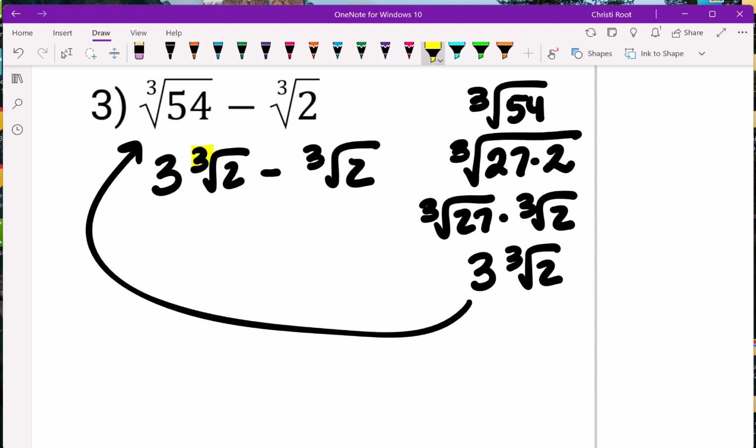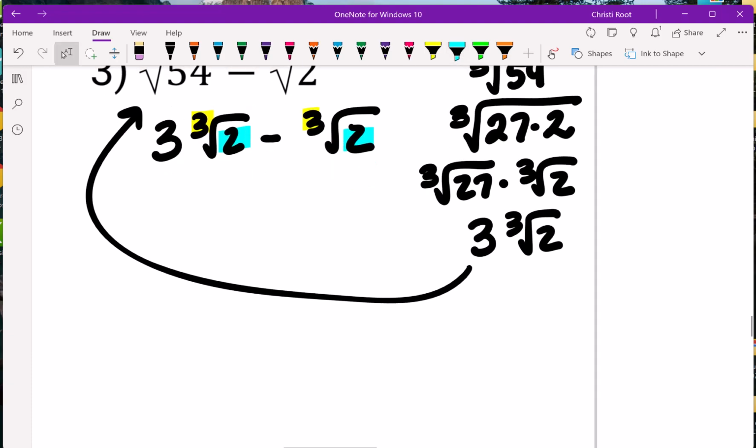Yeah, so they're still both cube roots, and now look, we have matching radicands. So I'm able to subtract them. What is this little number right here I don't have in front? It's a little 1, right? So then you're going to do 3 minus 1 gives you 2 cube roots of 2.